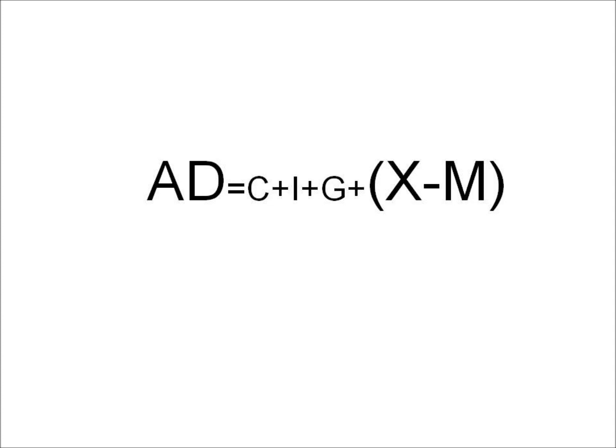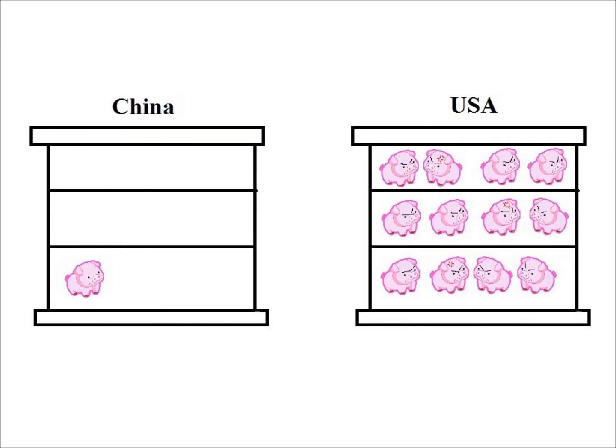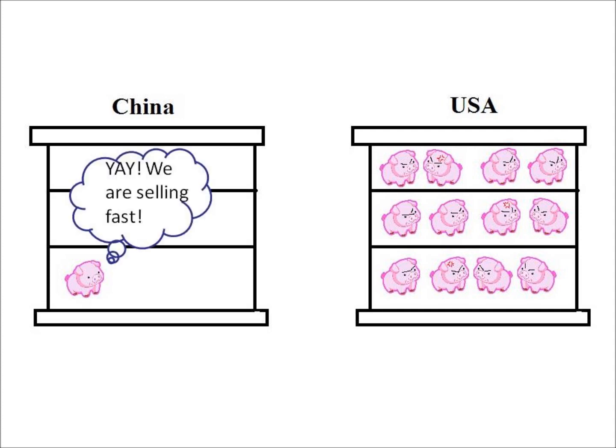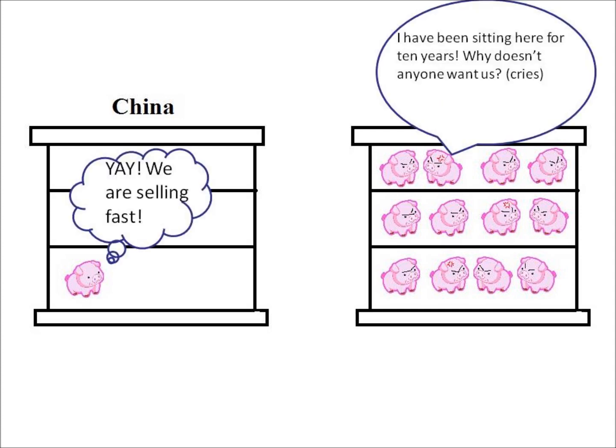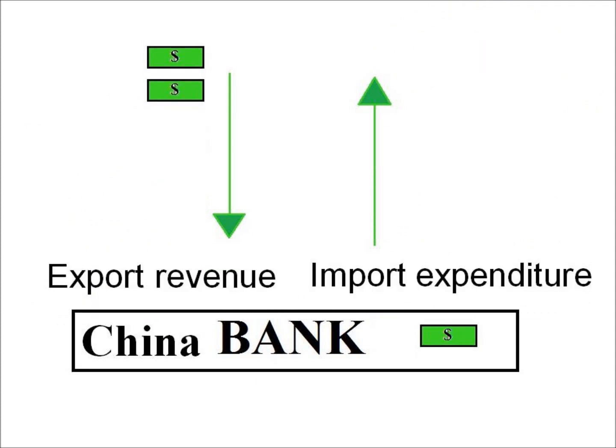An undervalued yuan also has an impact on the balance of payments. Balance of payments is a comprehensive record of international receipts and international payments between the residents and government of a country and the rest of the world over a period of time, usually a calendar year. The undervaluation of the yuan has made Chinese goods cheaper and increased the sales of Chinese goods. China exports more goods and imports fewer goods. China's export revenue will increase while its import expenditure will decrease. Money is flowing out of China at a slower rate than money coming into China.